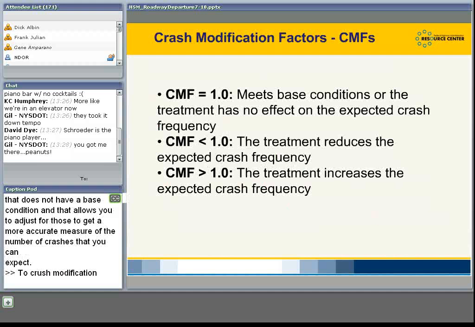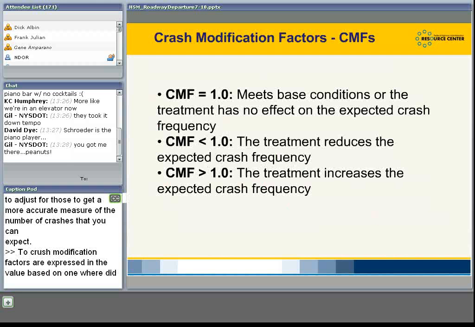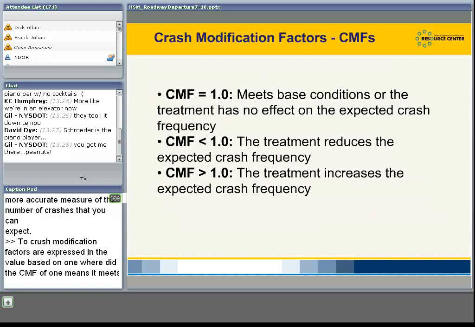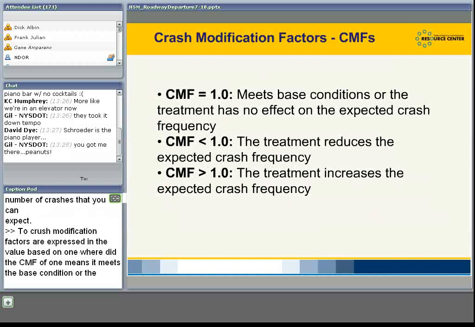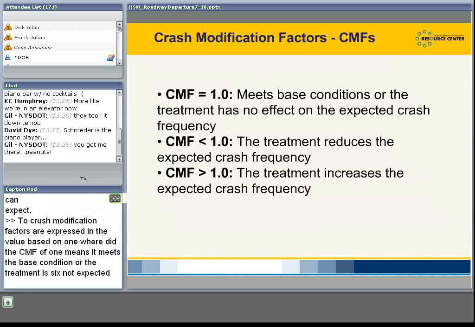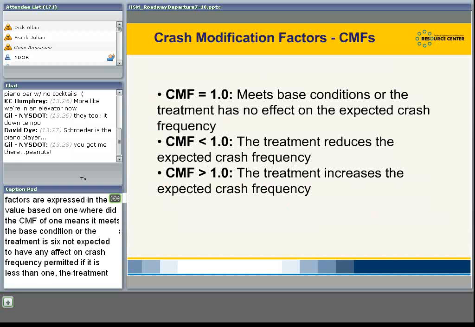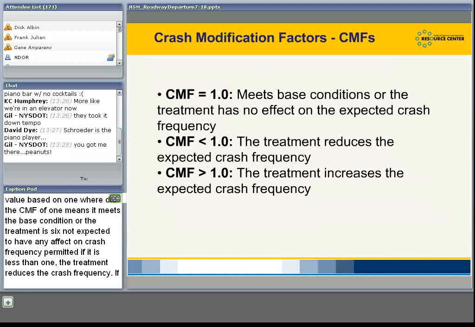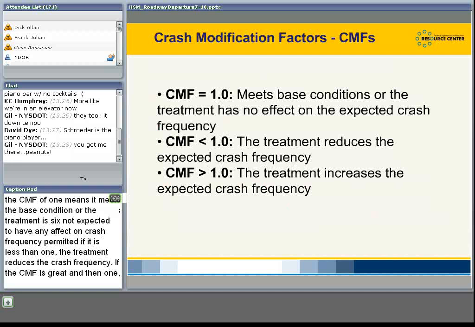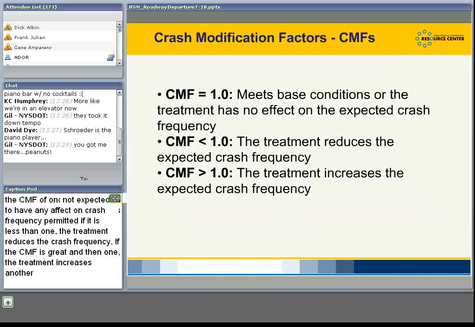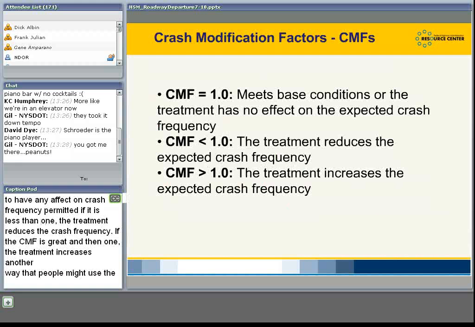The crash modification factors are expressed in a value based on 1. With a CMF of 1, it means that it meets the base condition or that treatment isn't expected to have any effect on crash frequency. If the CMF is less than 1, the treatment reduces the crash frequency. If the CMF is greater than 1, the treatment increases the crash frequency.